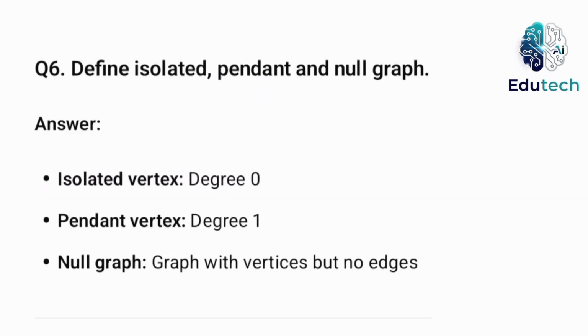Define isolated, pendant and null graph. An isolated vertex is a vertex with degree 0, meaning it has no incident edges. A pendant vertex is a vertex with degree 1 and is connected to the graph by only one edge. A null graph is a graph that contains vertices but no edges at all.